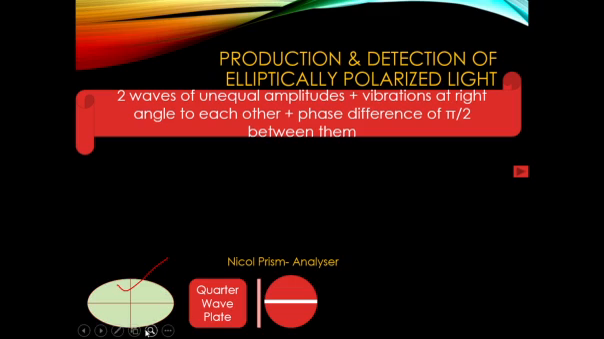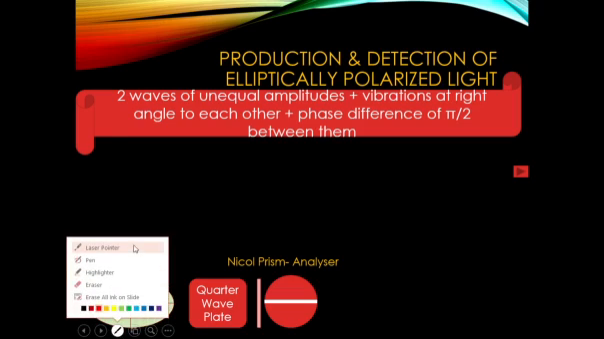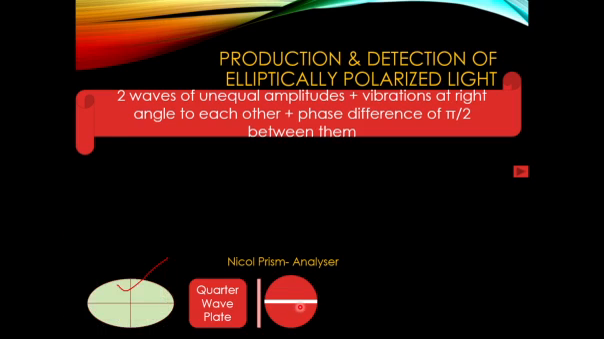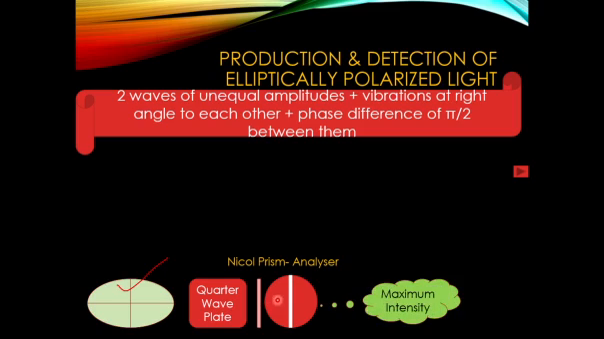Now if you pass it through an analyzer and analyze it, you can see that instead of maximum and minimum intensity, you now get zero intensity if the plane is perpendicular to the plane polarized light, and you'll get maximum intensity if the plane is parallel to the plane polarized light.